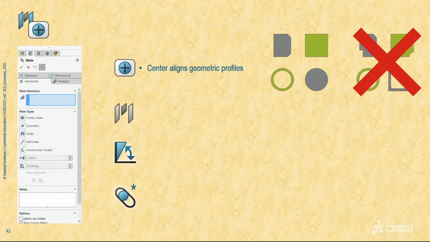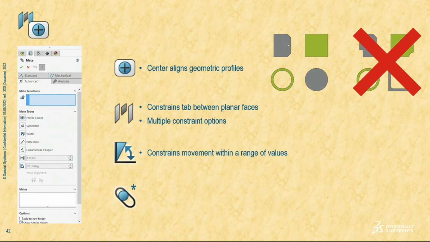The width mate is basically going to constrain a tab between planar faces in that direction, and then we'll have some different constraint options that we can use there, which is pretty cool. Limit mates constrain our movement within a value that we can set. And the slot mate constrains that movement within a slot, kind of like a bolt. It could be a straight or an arced slot.